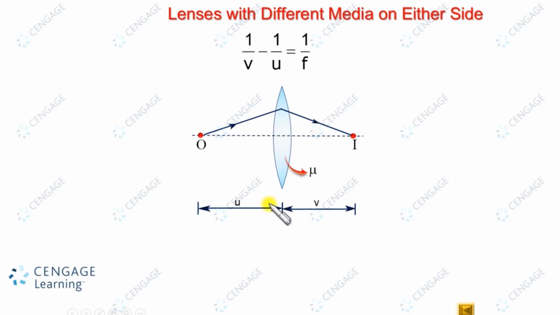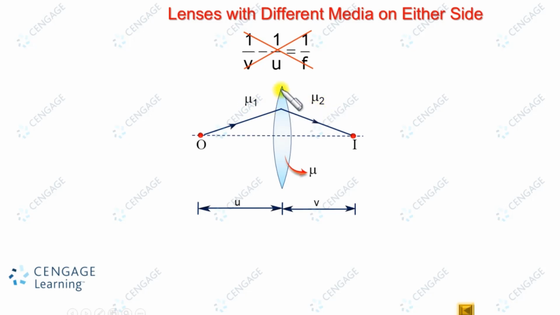But what happens if the medium on the left hand side and right hand side differ? Suppose the medium on the left hand side is mu1 and the medium on the right hand side is mu2. In that case, we cannot use this formula because it is applicable only when the medium on both sides is the same. But in this particular case, the medium on both sides is different.